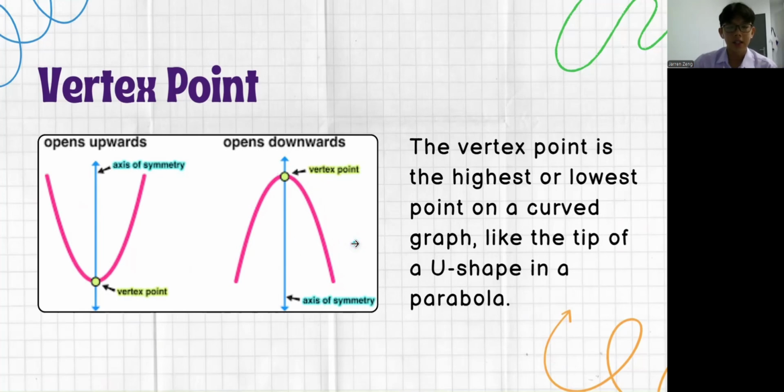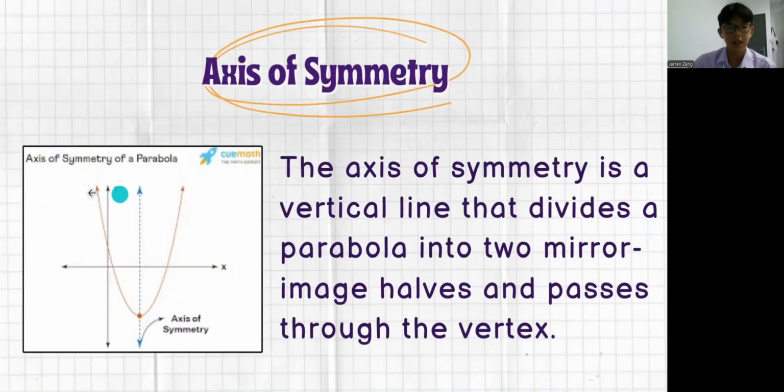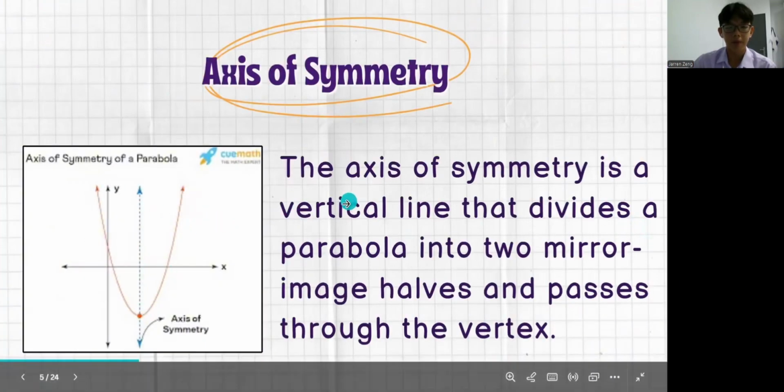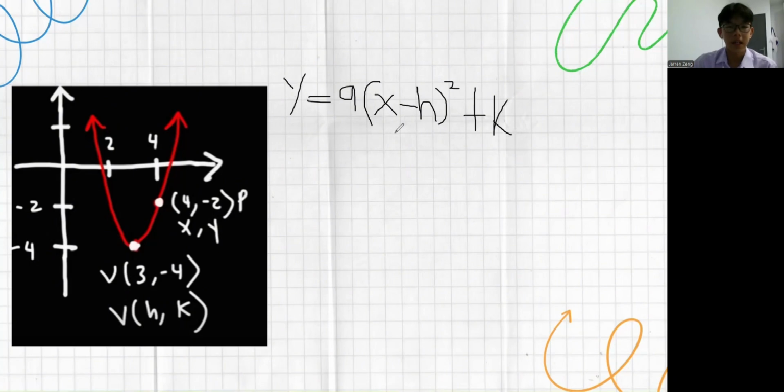Here you can see the axis of symmetry. So what is that? The axis of symmetry is basically a line that divides this parabola into two mirror parts. Okay, now let's get back to our question. Here we have the vertex, so we can use the vertex formula, which is y equals a(x minus h) squared plus k. In this case, we need to find a, since we don't know a.